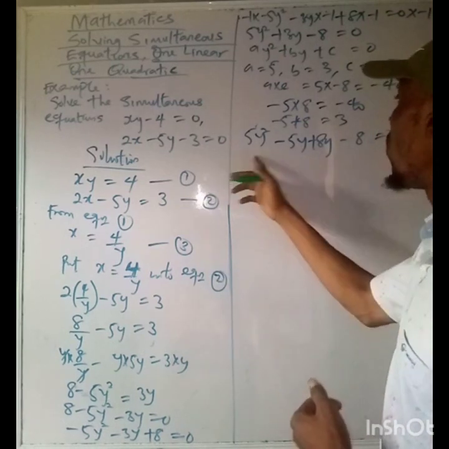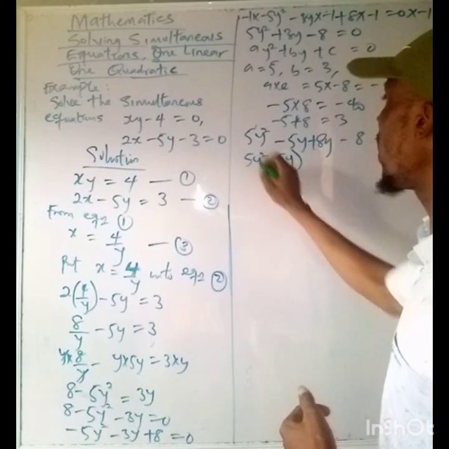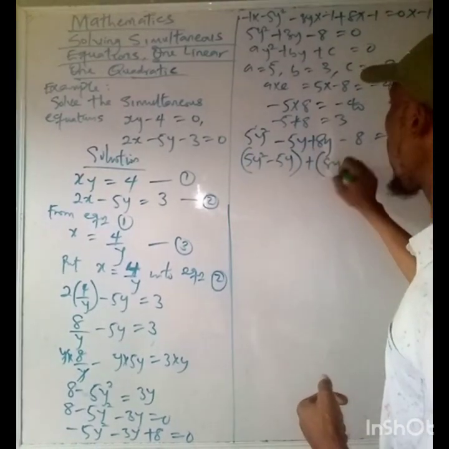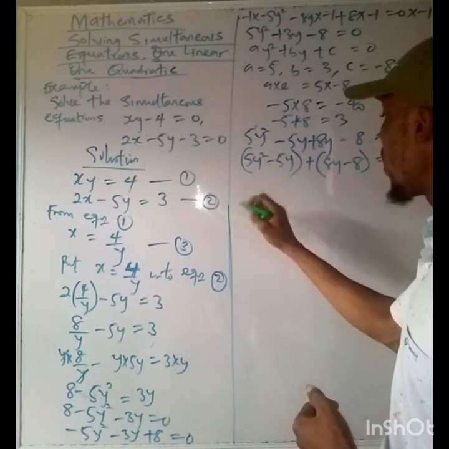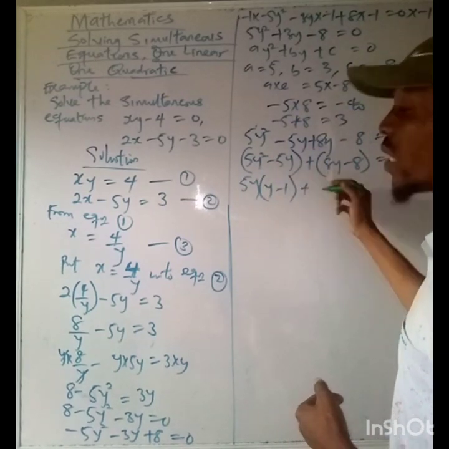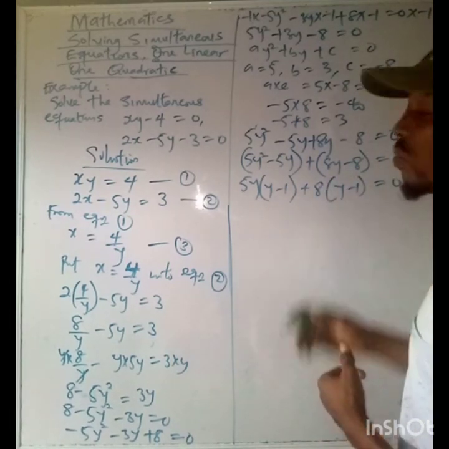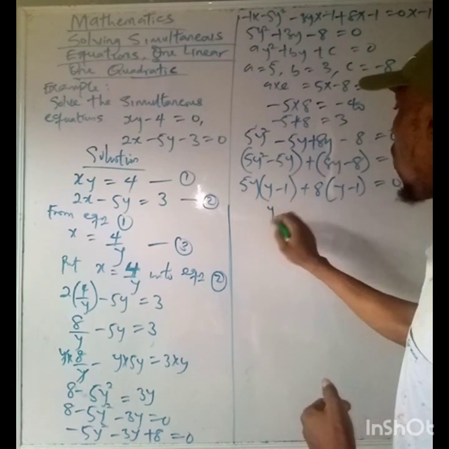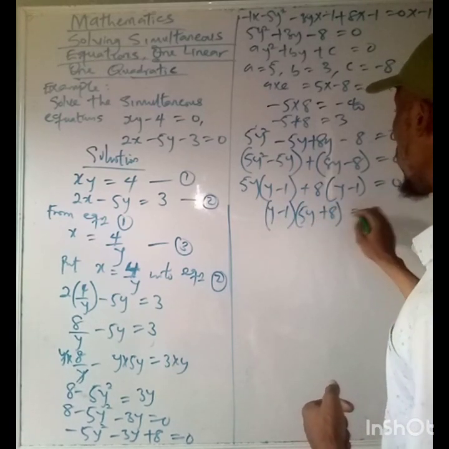Then we group together the first two and the last two. The first two here is 5y squared minus 5y together, plus 8y minus 8 together equals 0. Then 5y is common here, take it out. 5y will be left with y minus 1. Plus 8 is common here, we'll have 8 into y minus 1 equals 0. Then we pick y minus 1 out of this. So y minus 1 into 5y plus 8 equals 0.